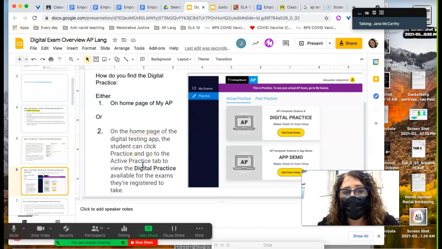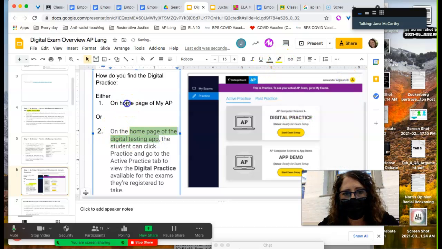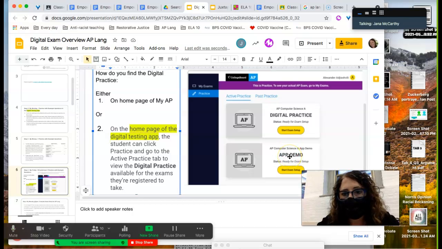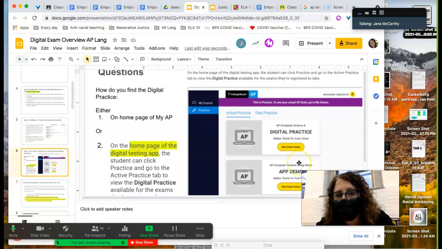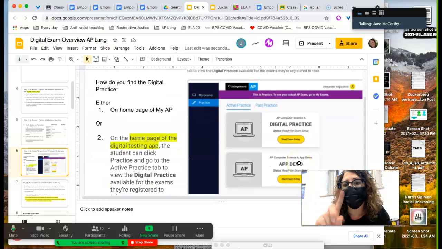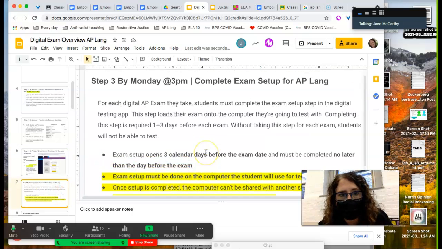I believe you enter through the home page of the digital testing app. That's the entry point to everything. It says AP, but whatever. Let's do this. And you should see 2 options. Digital practice of an entire test, okay? Or the shorter version of the app demo. I lied, not entire, but digital practice of multiple choice and 1 essay, which I want you to do by Monday. And then this 15-minute app demo. You don't have to do that app demo, but okay.